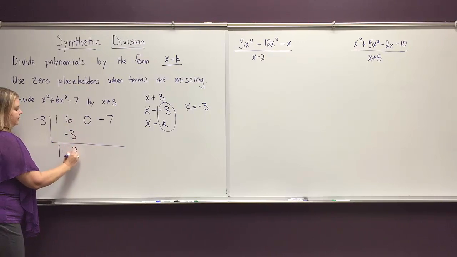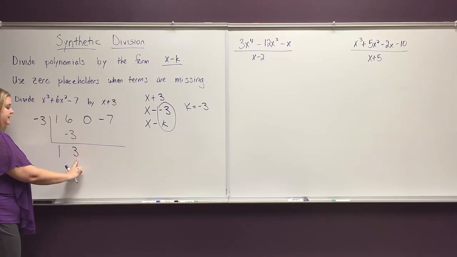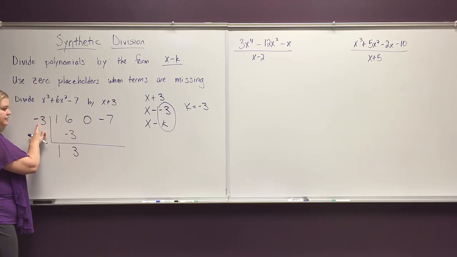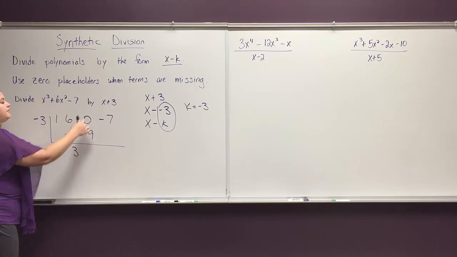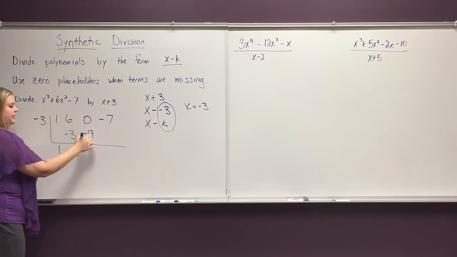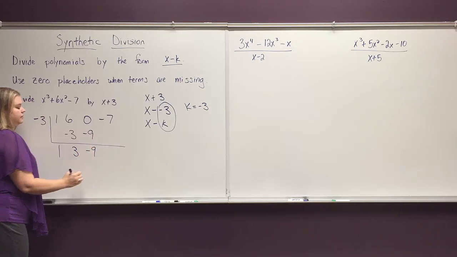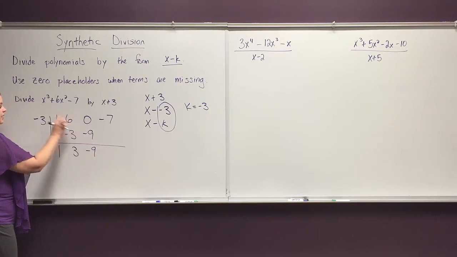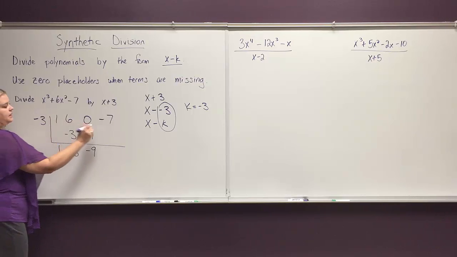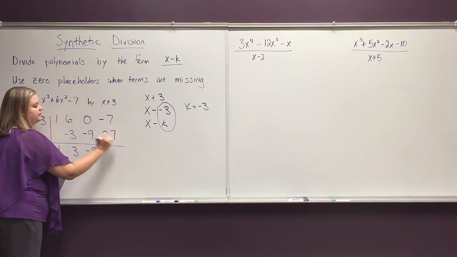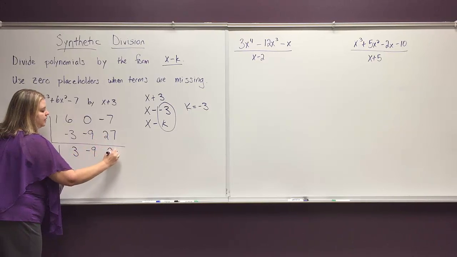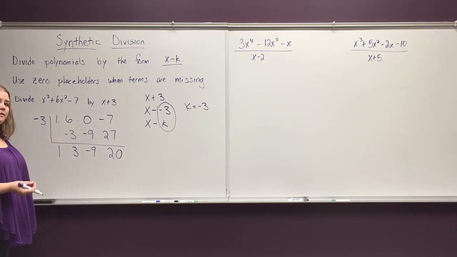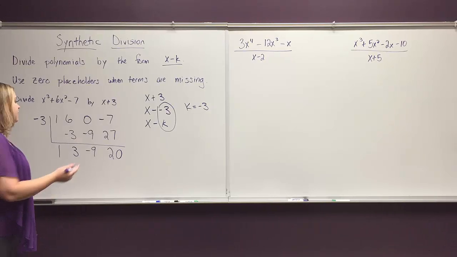so that now I can add the 6 and the negative 3 to get 3. Again, I take that result and I multiply by the k, so 3 times negative 3 gives me negative 9. Now vertically, I'm going to add 0 and negative 9 gives me negative 9. Again, I'm going to multiply by the k, so negative 9 times negative 3 gives me a positive 27. A negative 7 plus 27 gives me a positive 20. Now we just need to interpret that result.